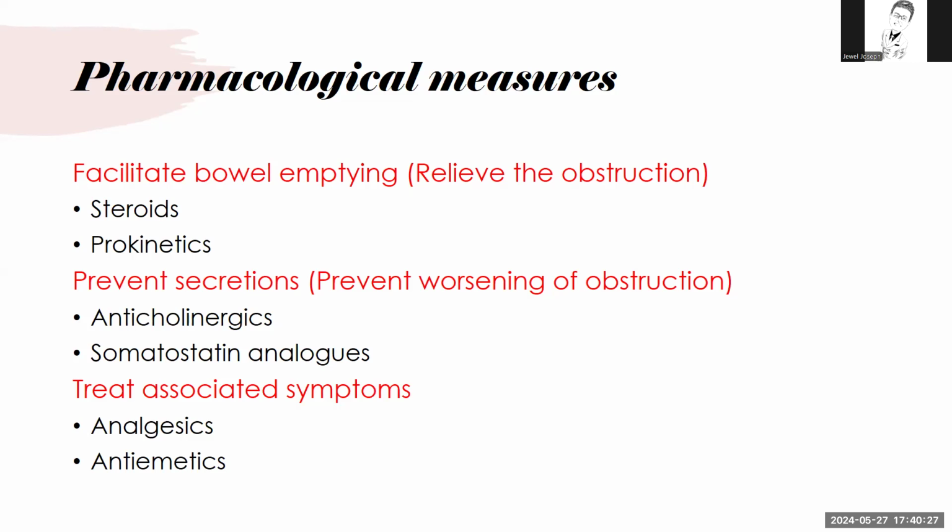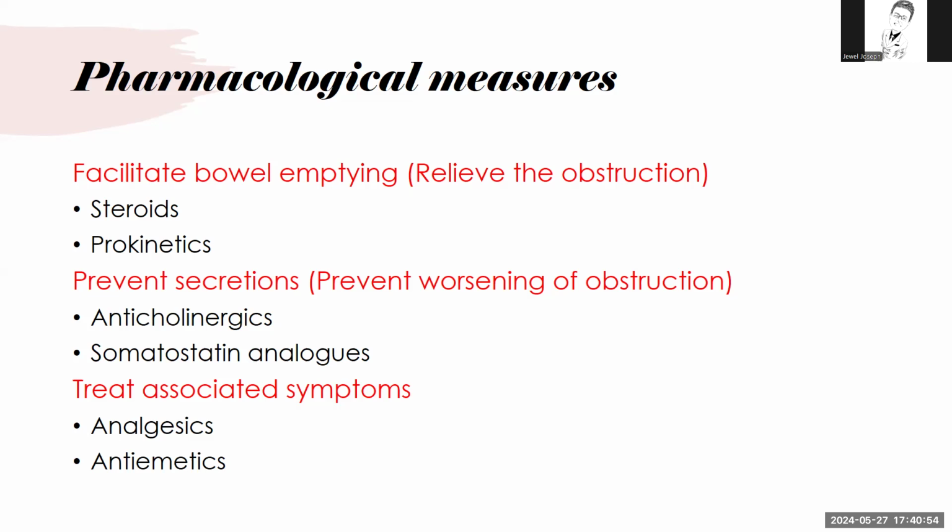So in the first step of facilitating the bowel emptying, we'll give steroids. As I mentioned earlier, whenever there is obstruction or compression, there is a role for steroids. Steroids will reduce the peritumor edema and the inflammation, and the bowel may open up in some patients. So we can start steroids. If it is not working after 3 days, there is no point in continuing. We can discontinue steroids. Along with steroids, we can give some prokinetics like metoclopramide or domperidone.